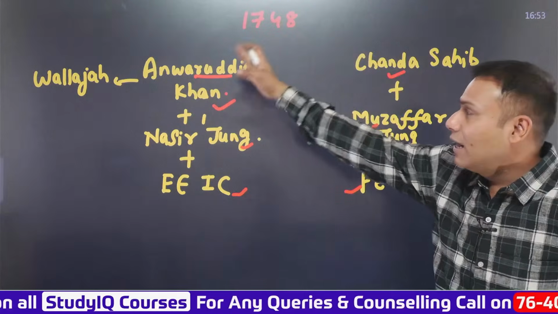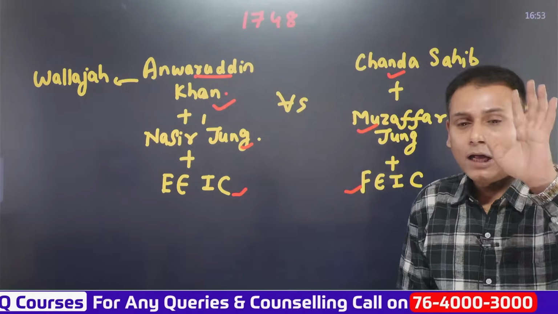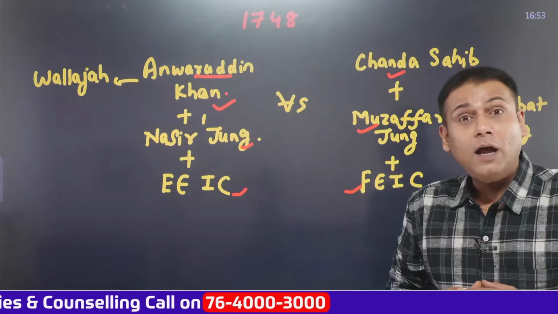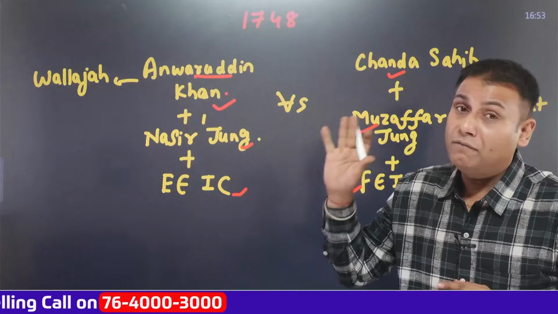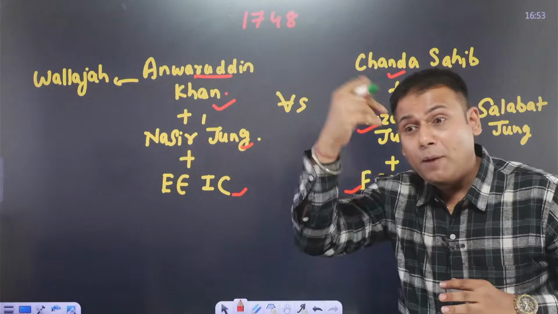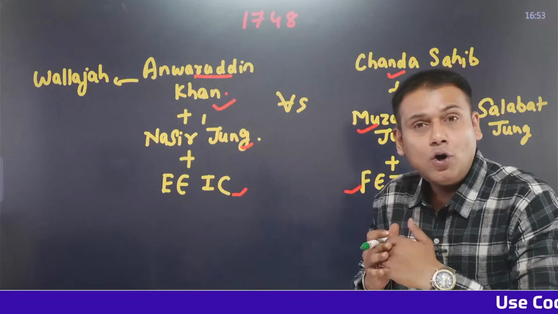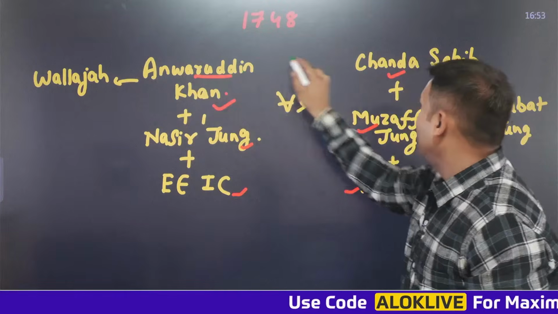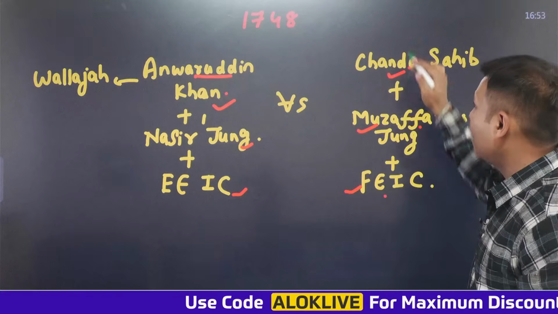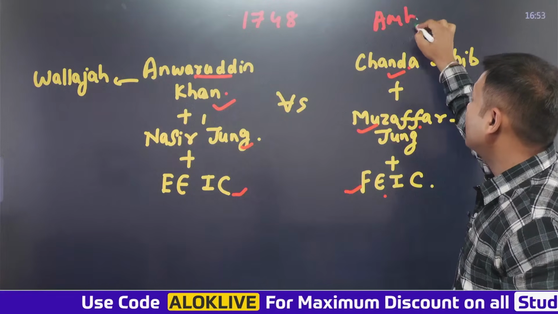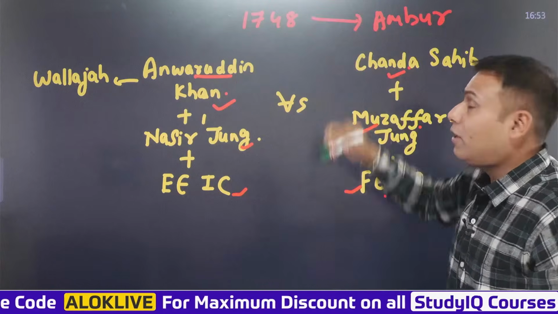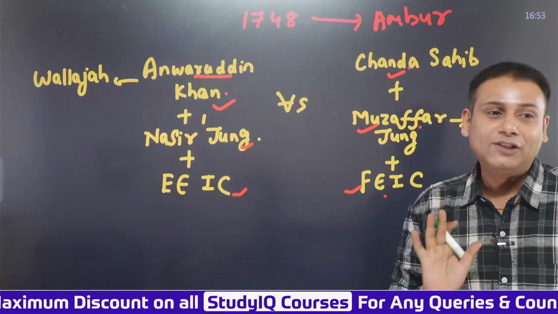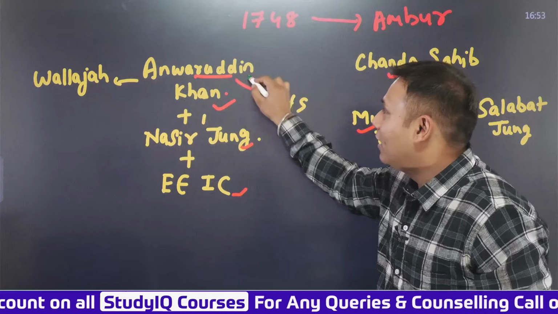And when all the three attacked this region, Anwaruddin Khan thought that if these people reach Carnatic or Arcot, it is impossible to stop them. So why don't we stop them at Ambur? So Anwaruddin Khan met the forces of Chanda Sahib, Muzaffar Jung and French East India Company at a place called Ambur. And in 1748, the Battle of Ambur was fought. And in this battle, it is said that Anwaruddin Khan died.